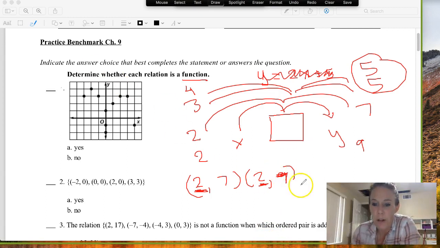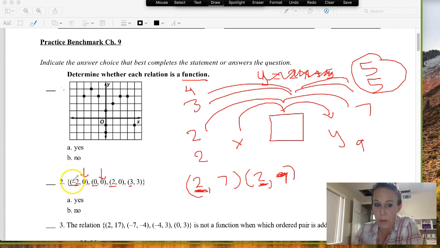So when you're looking to see if something's a function, you look for the x values and see if they repeat. I have a -2, I have a 0, I have a 2, and I have a 3. I never repeated my x value, so I couldn't even tell to see if it's functional or not. These are all different x values. And I don't really care that the y value repeats. The y value is allowed to repeat.